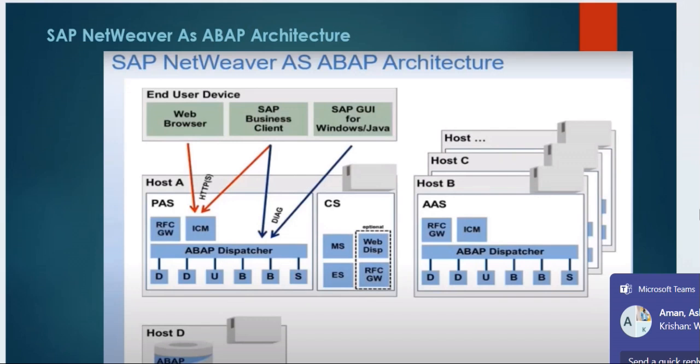You work extensively in security, right? So what are the tables involved when you hit a security transaction like SU01? No. So let me tell you: USR01, USR02, ADR1, ADR2. These are the tables which will come into the picture whenever you start working on the SU01 transaction.